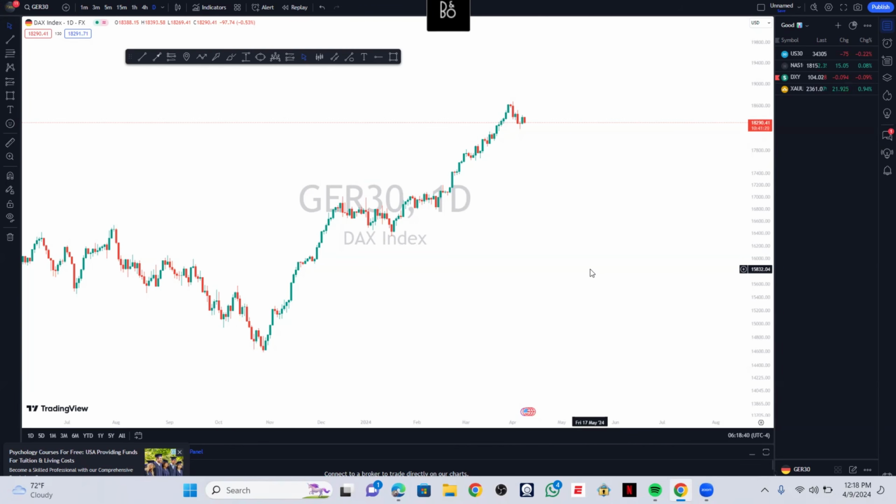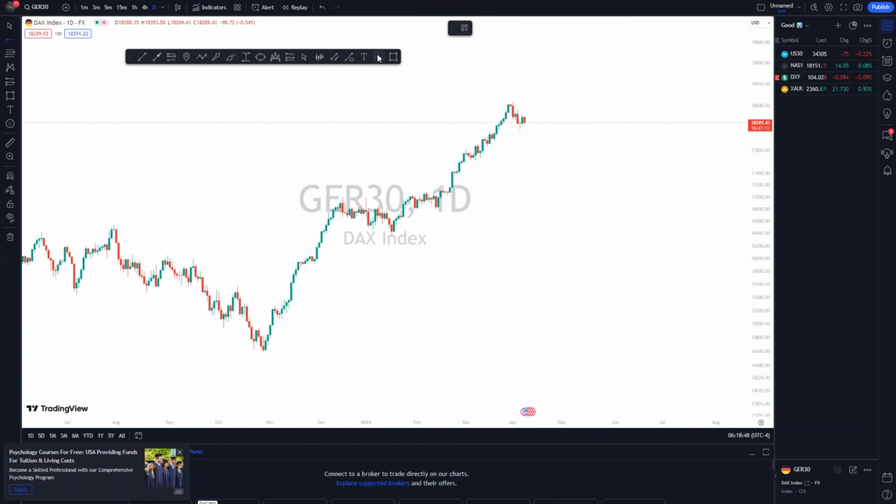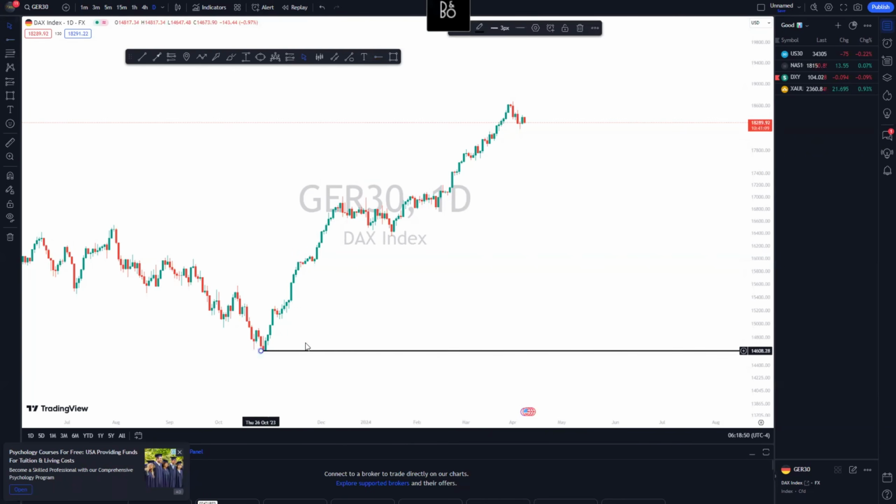So in today's video, guys, we're gonna be analyzing DXY. We're gonna start on the daily time frame. As you all know what we do, we highlight the lowest low, we highlight the highest high. It helps highlighting the lowest low and highest high. I'll show you why I always highlight the lowest low and highest high.